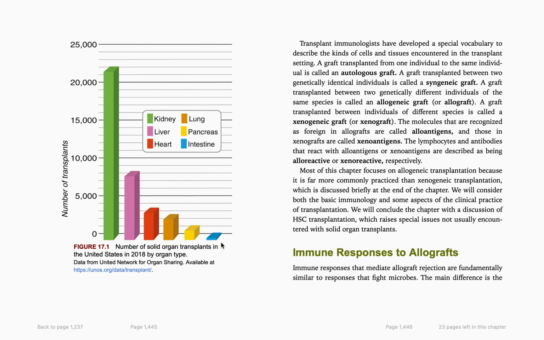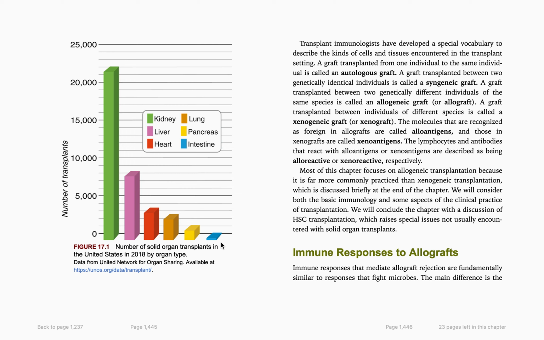So transplant immunologists have developed a special vocabulary to describe the kinds of cells and tissues encountered in a transplant setting. A graft transplanted from one individual to the same individual is called an autologous graft. A graft transplanted between two genetically identical individuals is called a syngeneic graft. A graft transplanted between two genetically different individuals of the same species is called an allogeneic graft, or allograft.